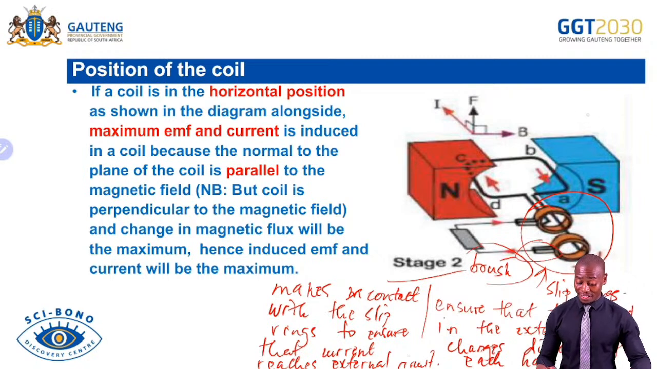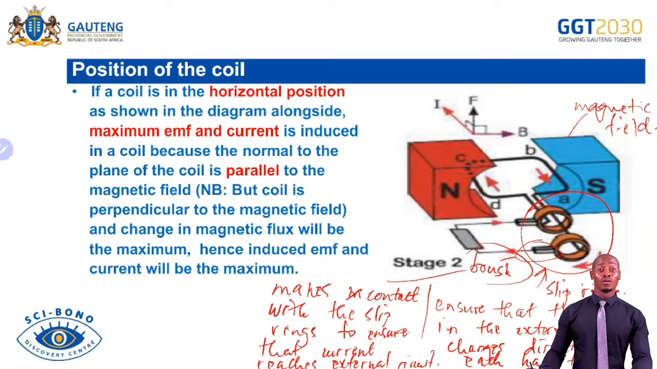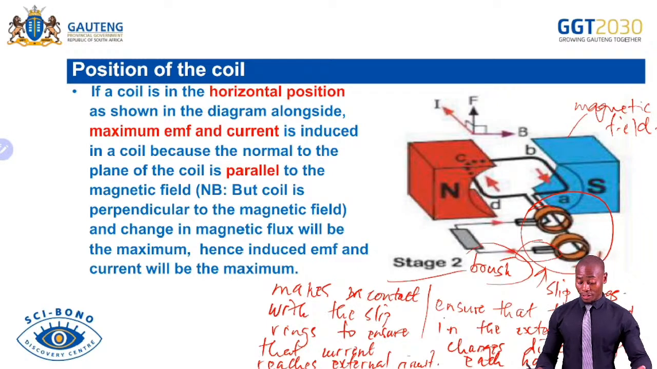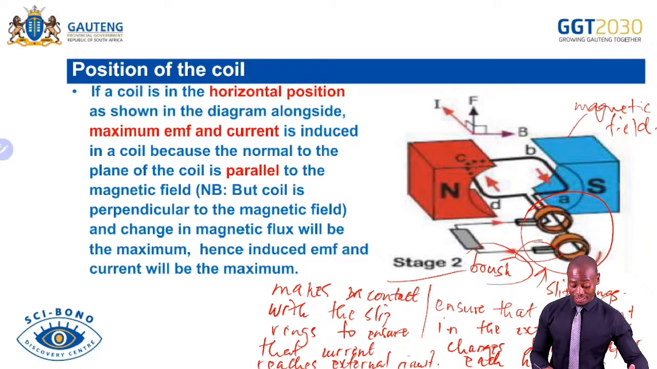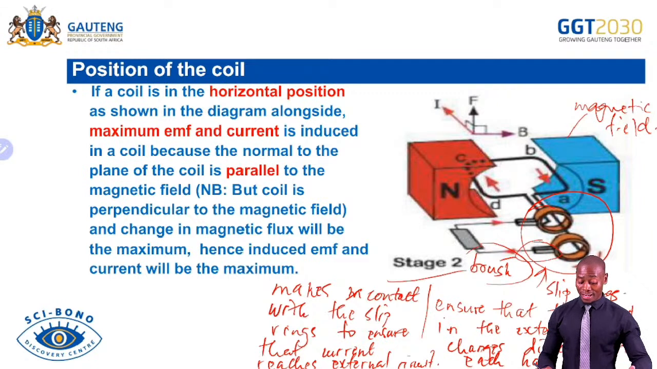And then we have the magnets there. Obviously, they produce the magnetic field. So that is the function of those magnets. And then the coil obviously rotates through that magnetic field. But there are two components that are very important here: your slip rings and also your brushes. The function of the slip rings, learners, you must know it. The function of the slip rings in a generator is to ensure that the current in the external circuit changes direction.